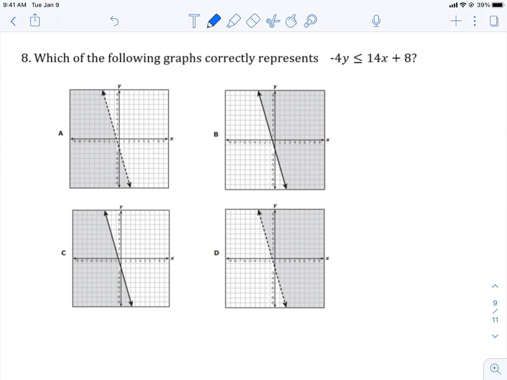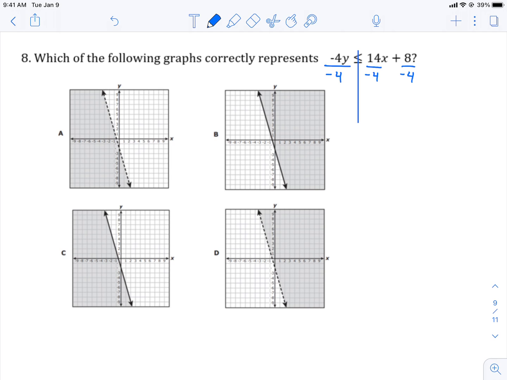Which of the following correctly represents the function, let's see, -4y is less than or equal to 14x plus 8. Well, first things first, we need to solve for y. Y is not by itself. We need to get y by itself. So I'm going to draw a line through my inequality sign. It looks like I just need to divide by a -4.